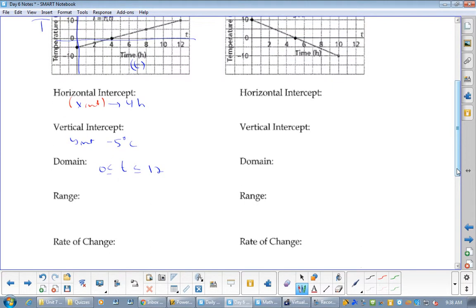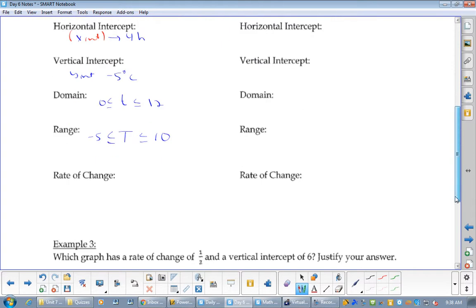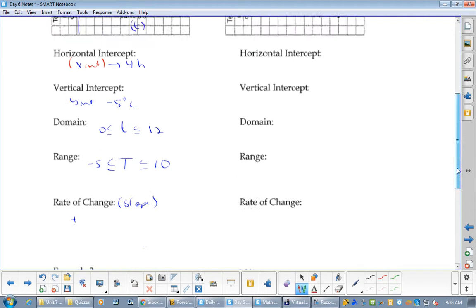Okay, now, how about temperature? Big T is greater or equal to -5, less than or equal to 10. Rate of change, aka slope. Positive or negative? Okay, so we know we should be thinking that way.